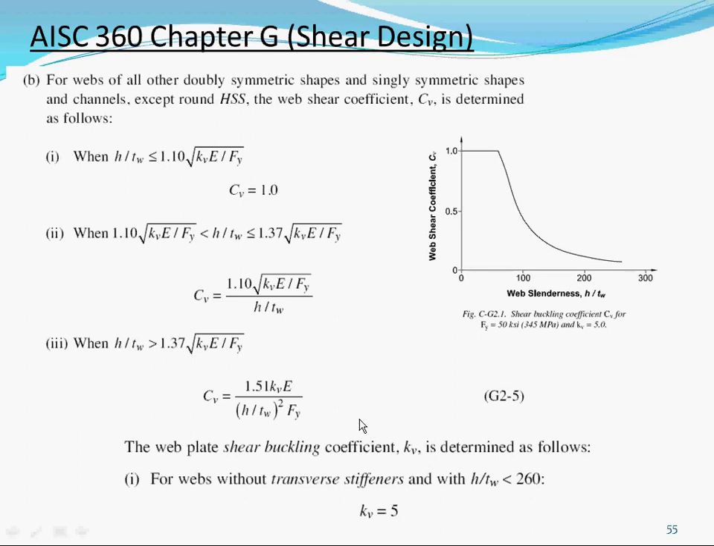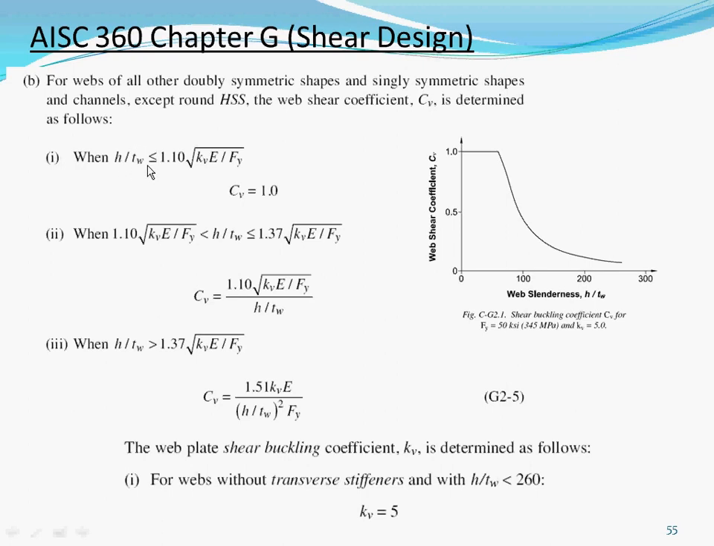However, it could be something that you have to calculate, like this one. If your ratio, again, all comes back to the h/tw, the slenderness of the web. If your web is compact, then your Cv equals 1. If you're non-compact or over that, then your Cv would be reduced significantly.